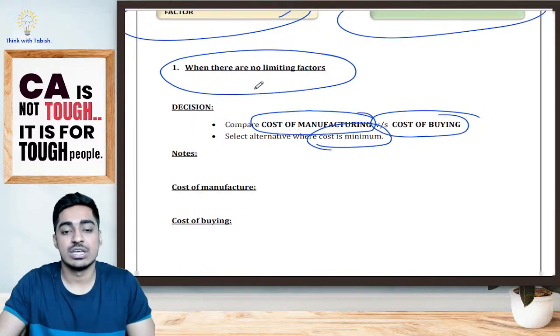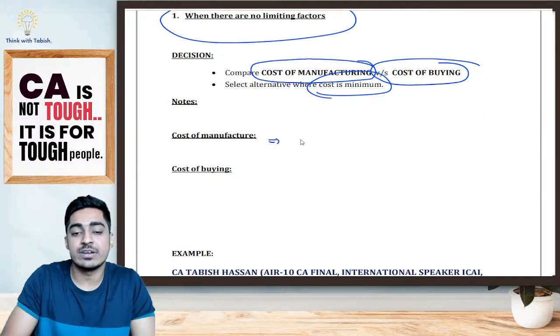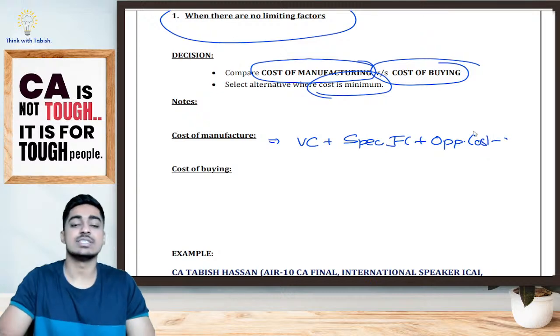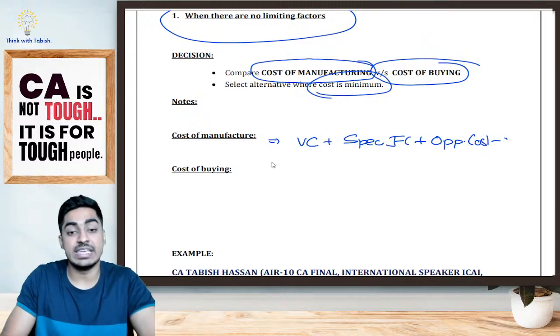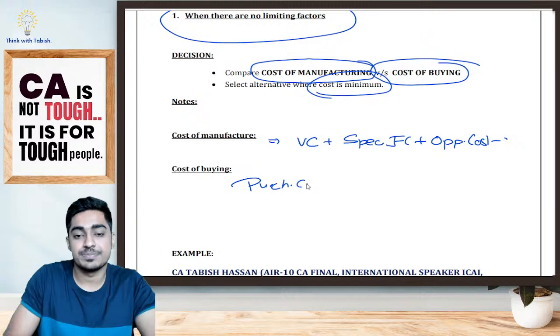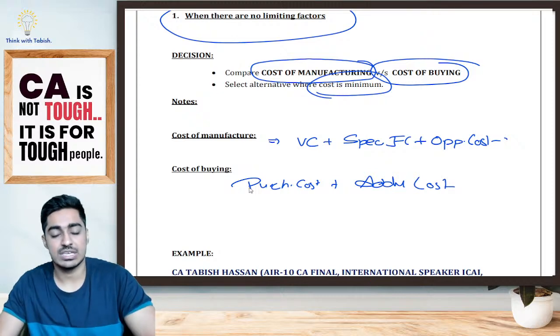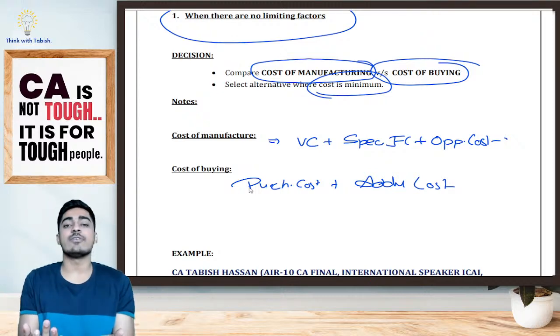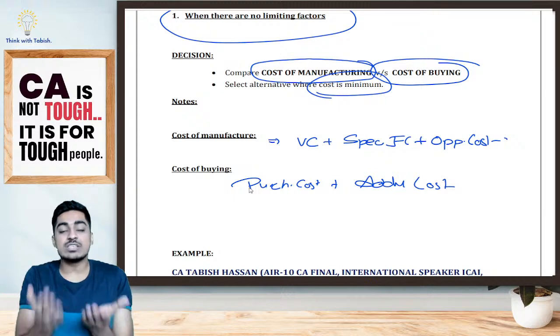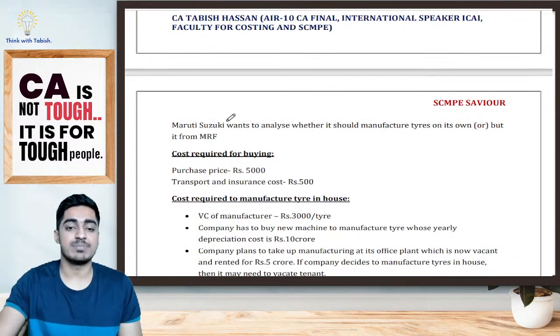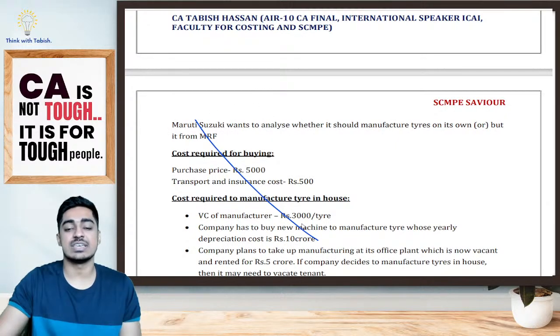Cost of manufacturing. What all cost will incur for manufacture? The relevant cost is variable cost plus specific fixed cost plus opportunity cost. This is the relevant cost of manufacture. For buying, we will incur purchase cost plus any additional cost. Suppose transportation, insurance, all those will be the cost of buying. So we compare, wherever cost is minimum. I have told you at the starting. Yes, if you are comparing based on cost, if you have more than one alternative, wherever cost is minimum, that we choose. Okay. Example, same example, Maruti Suzuki, same data is there.